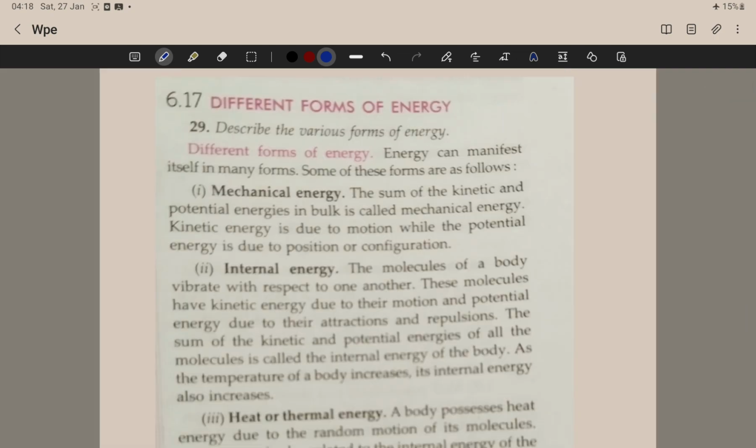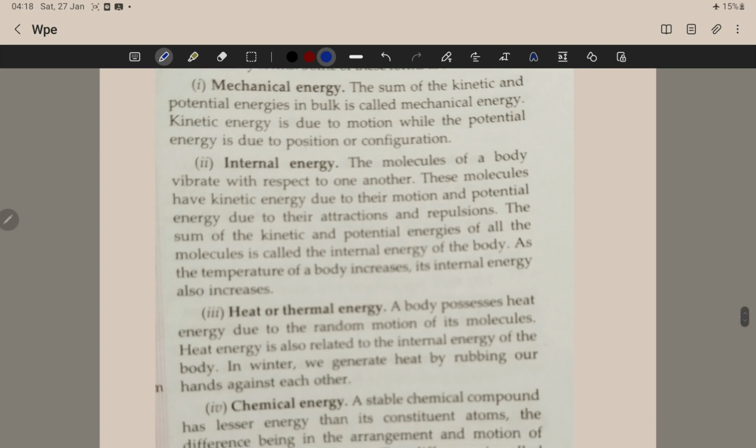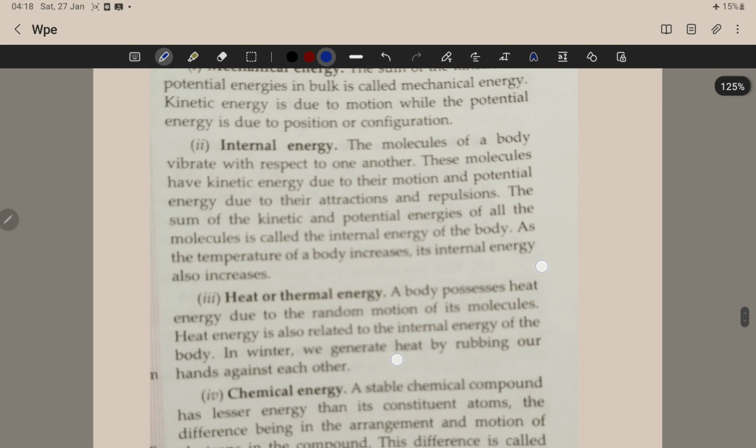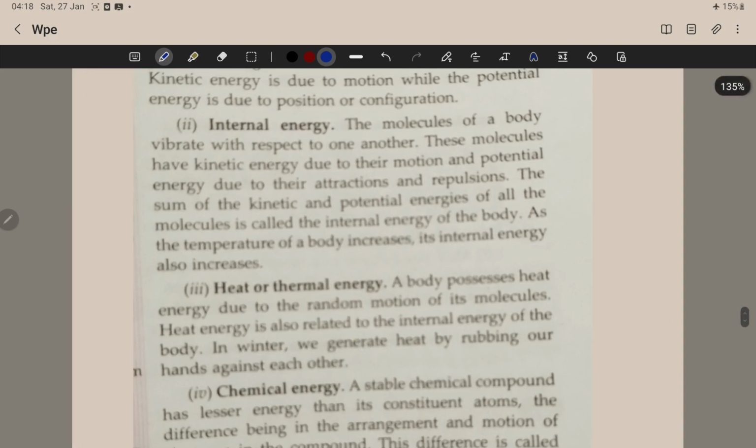Now here some definitions of energy are given that you can read. It is mechanical energy. The sum of kinetic and potential energy in bulk is called mechanical energy. So kinetic energy is due to motion, while potential energy is due to position or configuration. And there is internal energy, which is because of the internal molecules of the body. They vibrate with respect to one another. These molecules have kinetic energy due to their motion, and potential energy due to their attractions and repulsions.